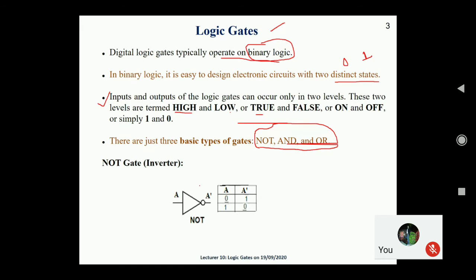And see, this is the symbol of the NOT gate. This way we can denote the NOT gate. This is the symbolic representation of the NOT gate. This one is the input A, and this is A dash. A dash is nothing but a complement. So that means if we provide input A value 0, then the output is 1, and if A value is 1, then the output is 0. So this is a very simple gate. This is called a NOT gate, and sometimes it is also called an inverter.